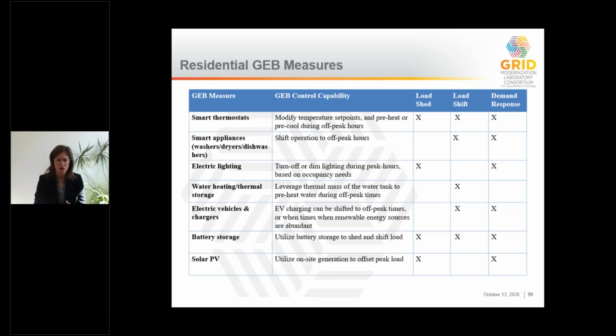And of course, electric vehicles and chargers, there's a lot of research happening now too in thinking through optimizing charging of electric vehicles and when the best times are and how do we coordinate that with the grid depending on the building type and the operation. Of course, battery and solar PV contribute to the load flexibility as well. And next slide.